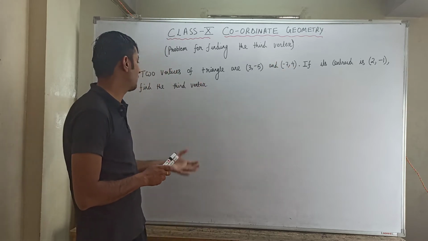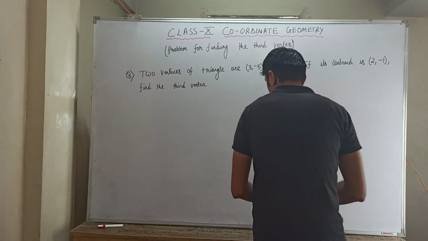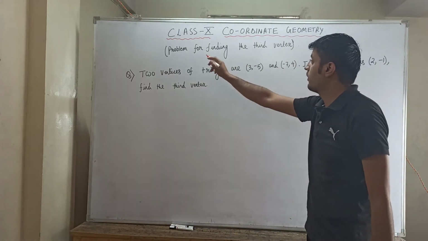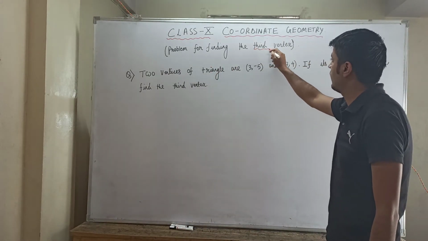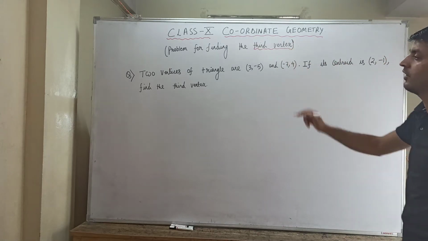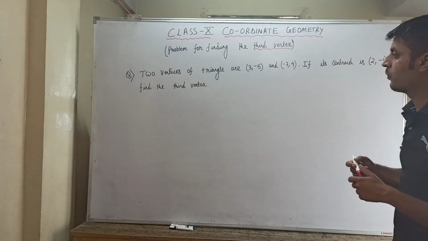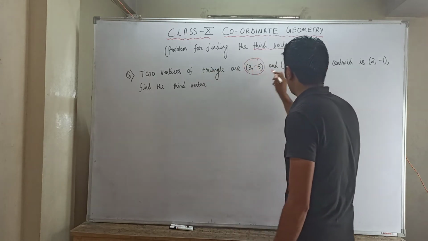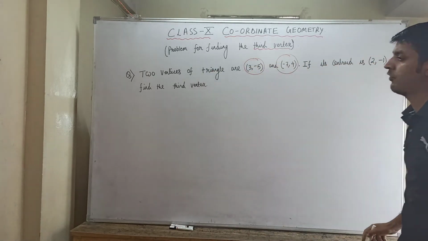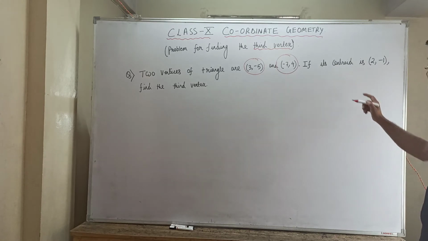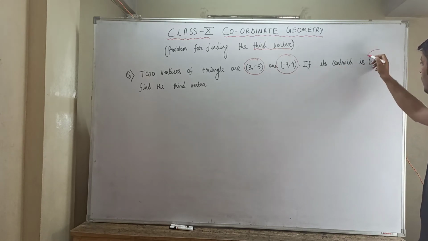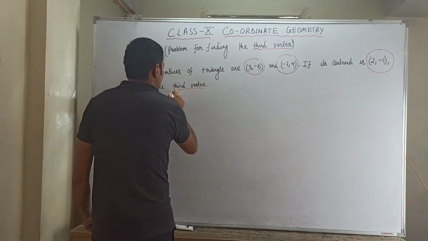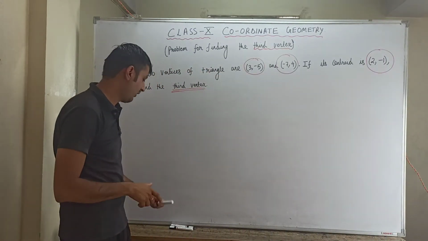So let's go through this question, what they have said. I have taken a problem for finding the third vertex. Many such problems are there in your textbook. Let's see the question. Two vertices of a triangle are (3, -5) and (-7, 4). That means two vertices are given. If its centroid is (2, -1), find the third vertex.